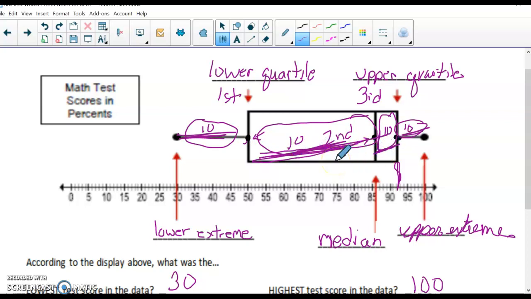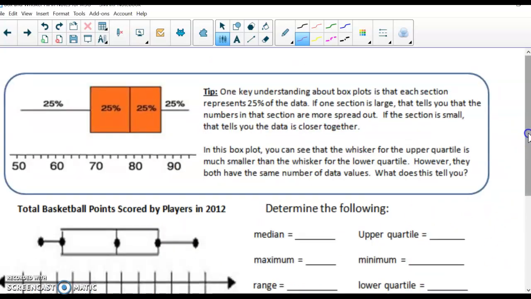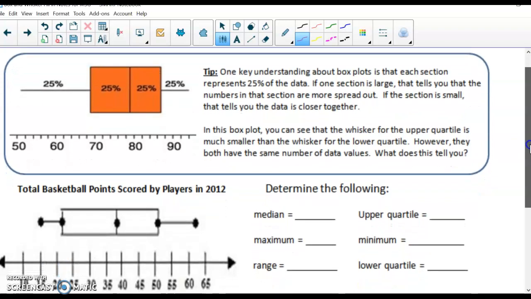That is all a box plot tells us, is how far apart or how close together the data is. That would be variability, a measure of spread. Okay, let's go on to the next part. And this is what it says right here.